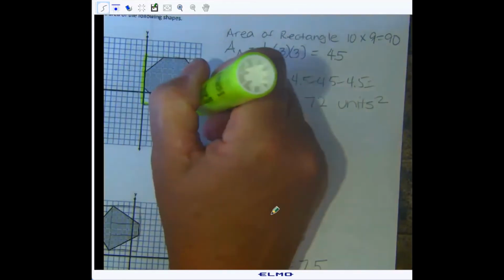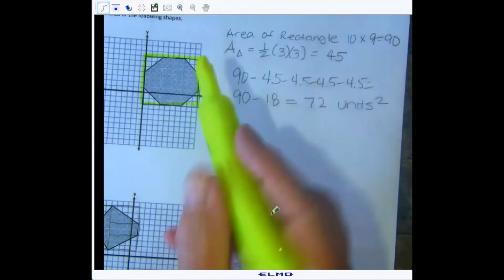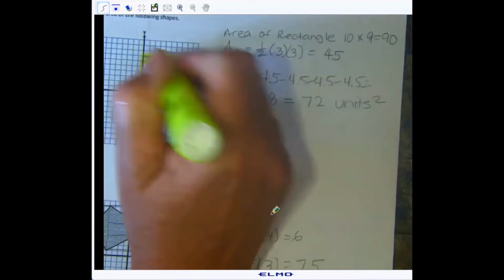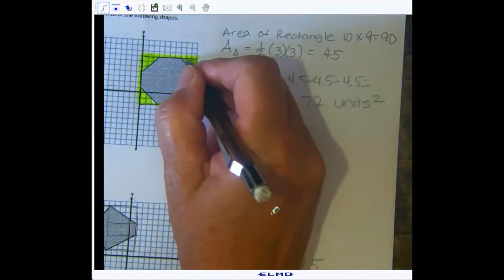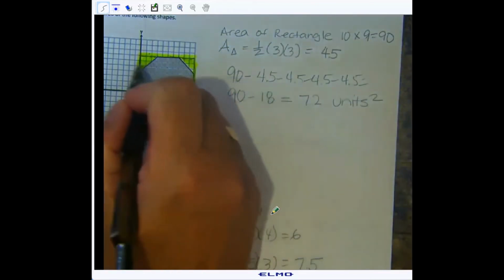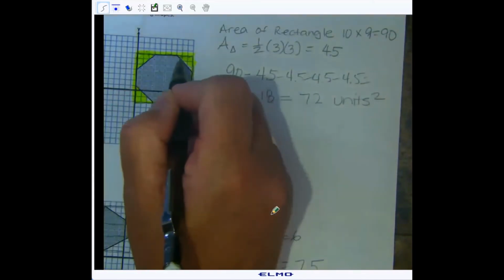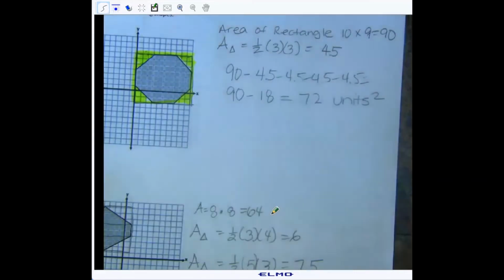I looked at this and I thought, you know what, that's going to be easy, because again, each one of these 4 corners is the same size. So I only have to calculate the area, as long as you're sure that all of these triangles have the same measurements. Let's see. 1, 2, 3, 1, 2, 3. 1, 2, 3, 1, 2, 3. Yeah, they're all 3 by 3s.